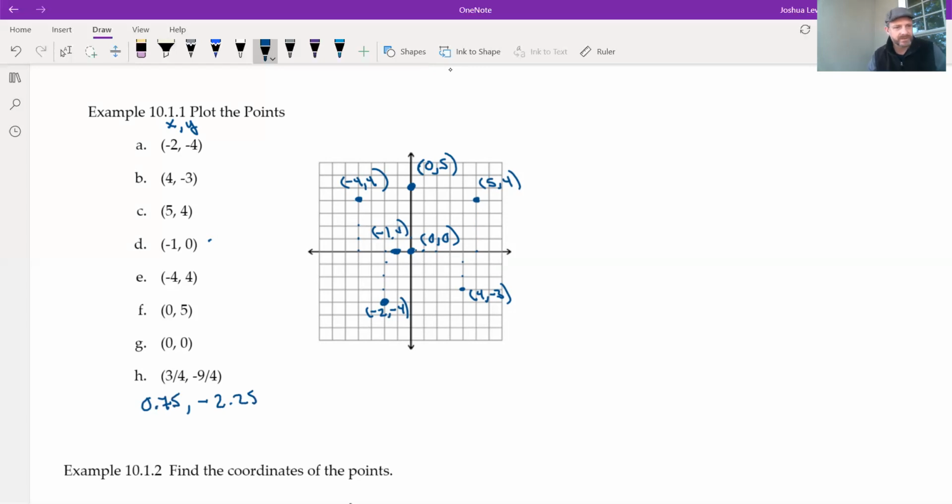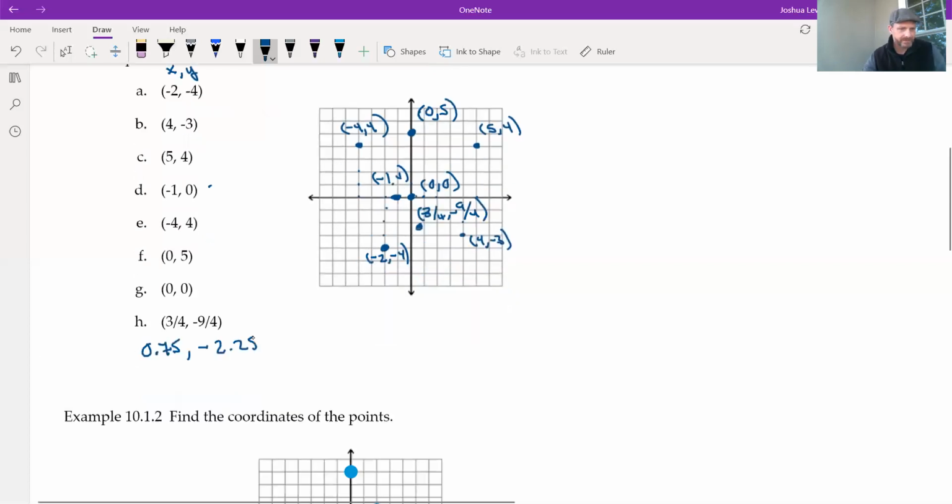So honestly, when you see something like this, I'm just gonna eyeball it. So 0.75, it's not quite to 1. And -2.25 is just a little bit past -2. So that, we'll call it that point right there. (3/4, -9/4). Okay.